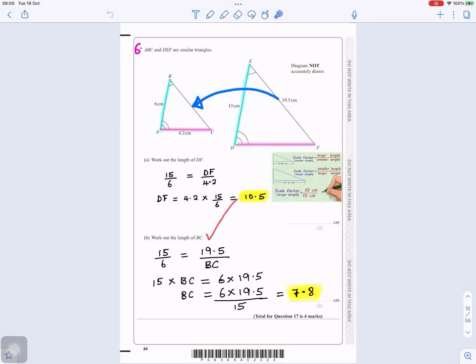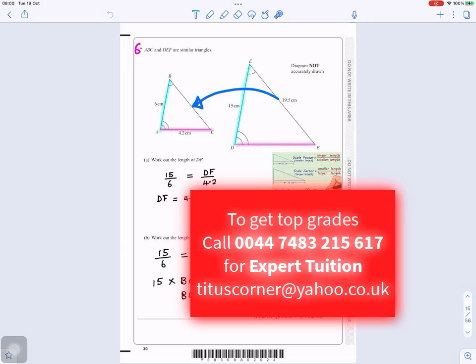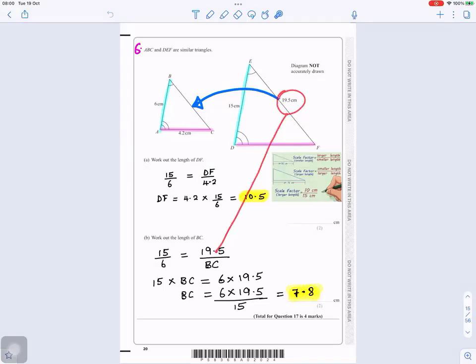Work out the length of BC. BC is this length. 15 divided by 6 is equal to 19.5 divided by BC. You cross multiply. 15 times BC is equal to 6 times 19.5. The 15 goes to the right, it becomes divided by 15. So 6 times 19.5 divided by 15 gives you 7.8.